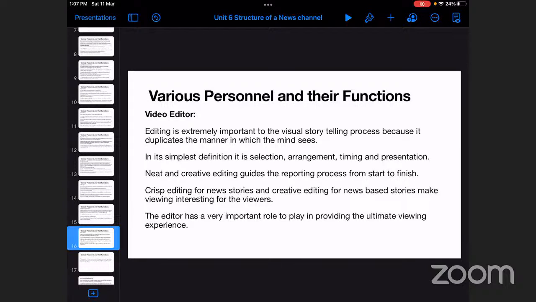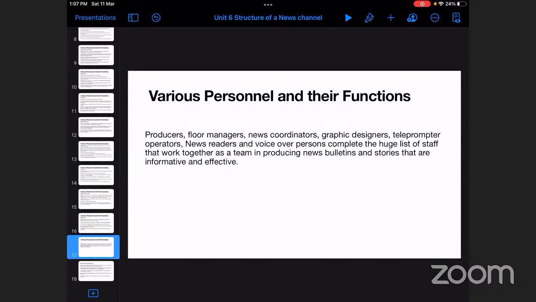So the editing part will be done by the editor. Not only this, the persons we discussed are important. Every channel does not only work on these input, output, planning, and executive editors, reporters, copywriters, and editors. There are a number of people working in the background also, like producers, floor managers, coordinators, graphic designers, teleprompter operators, news readers, voiceover artists. Even the office boy is important for the smooth functioning of the news channel.